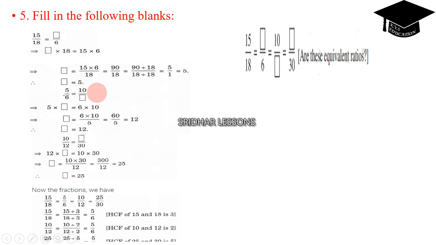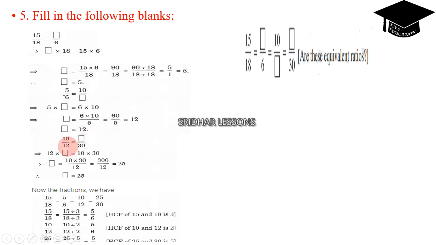Okay. Next one, 5 by 6 is equals to 10 by blank. Next problem. That is again cross multiply 5 into blank. This is the blank into 5 is equals to 6 into 10. And this blank is equals to, 5 comes here, it is multiplying here and it will come as division. You know this one. 6 into 10 by 5. 5 cancels 10 2 times, so 6 into 2, that is 12, or 6 into 10 is 60. 5 cancels 60 12 times, therefore this blank is equals to 12.